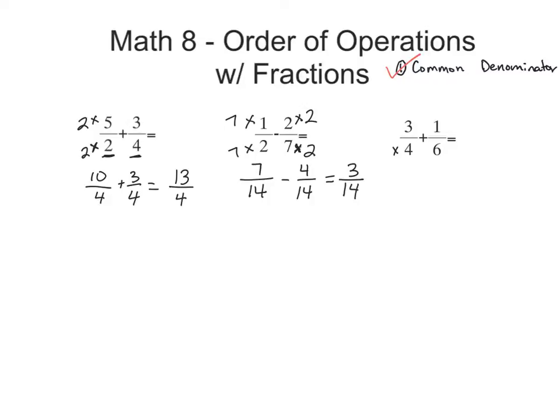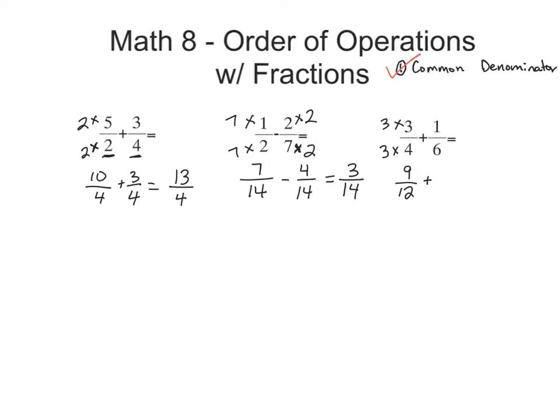What do you multiply 4 by to get 12? Well, you multiply it by 3. What you do to the bottom, you also do to the top. 3 times 3 is 9, divided by 3 times 4, which is 12.